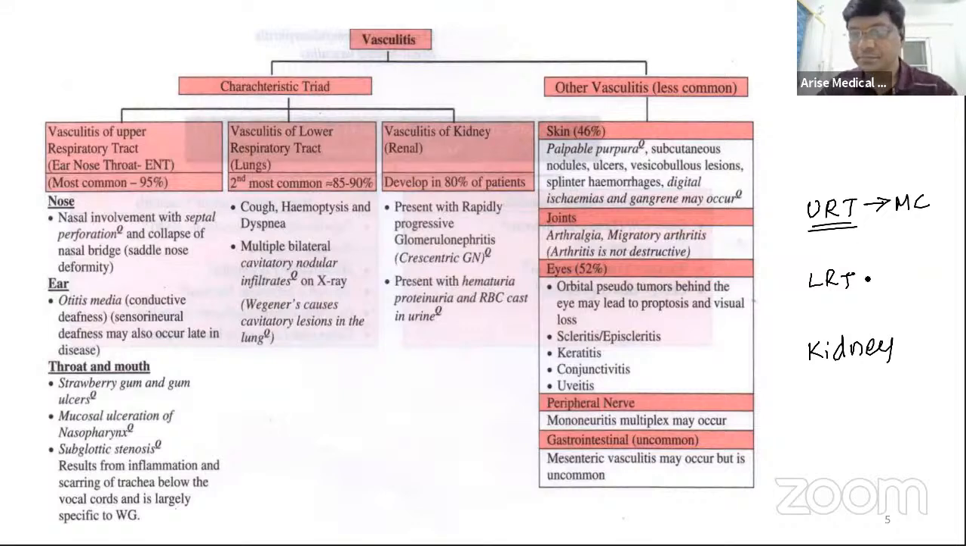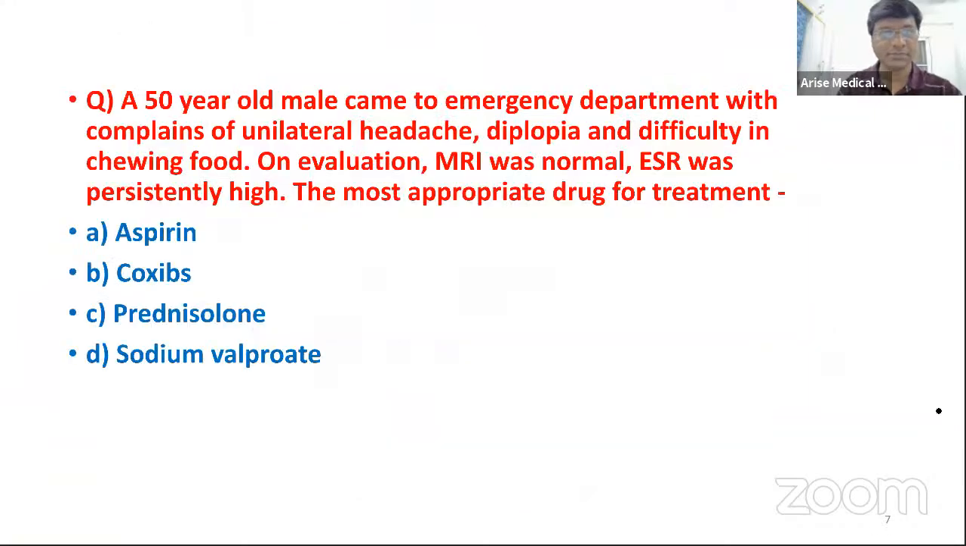Followed by that, the second most common is lower respiratory tract involvement, and the third most common will be the kidney involvement. Right? Third most common will be the kidney involvement. So these three points are very, very important. Okay, right. Next, now you see the next important question.